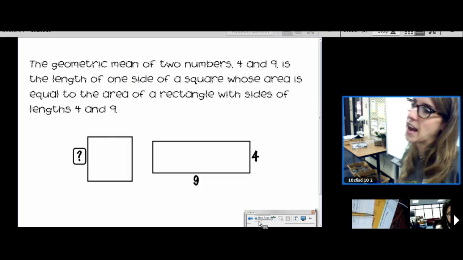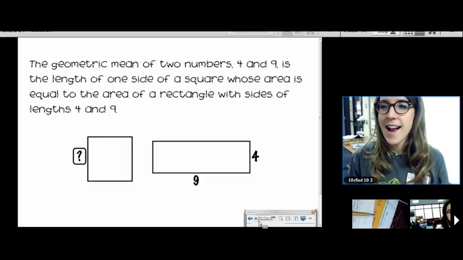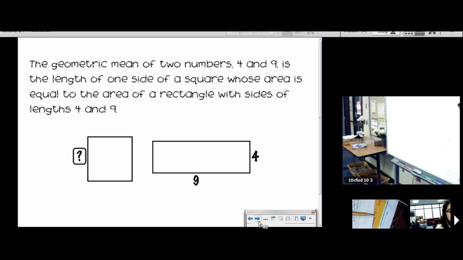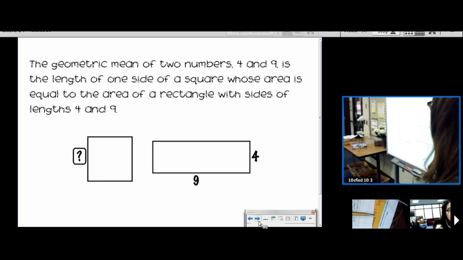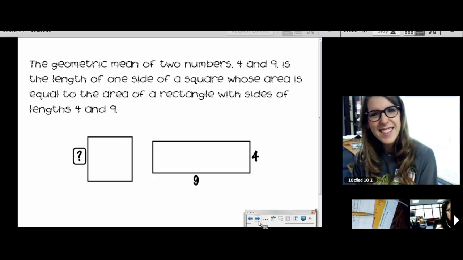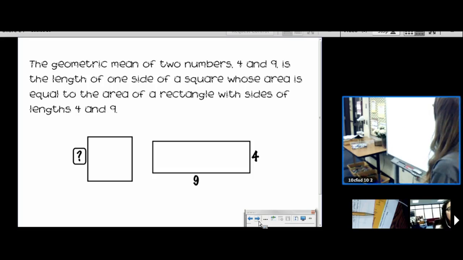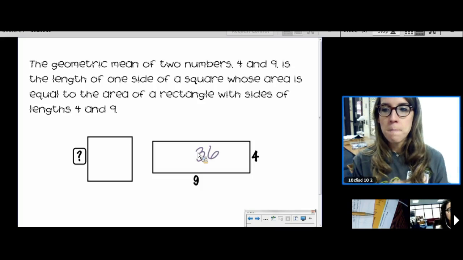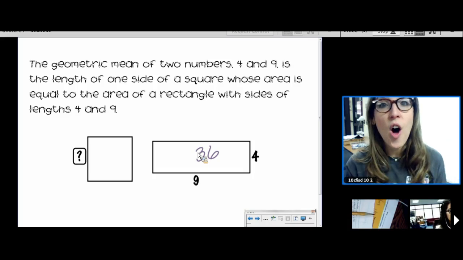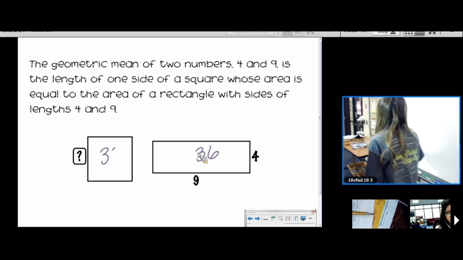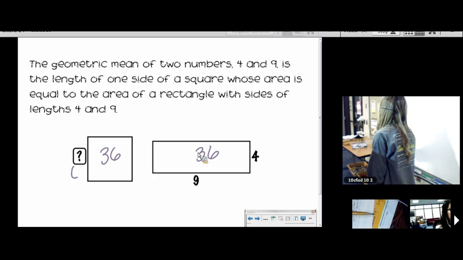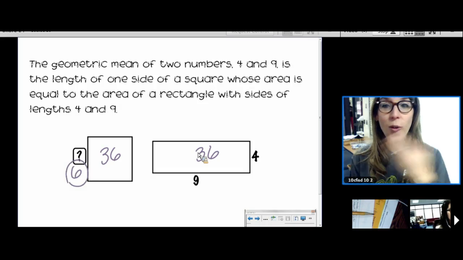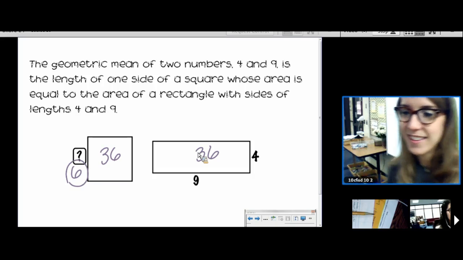Alrighty. Here's just another FYI. We're not going to use this in this unit. I just kind of like you to know the background of things. The geometric mean of 2 numbers, like 4 and 9, is the length of one side of a square whose area is equal to the area of a rectangle with sides of lengths 4 and 9. Do you kind of understand what that's saying? So, what's the area of the rectangle? 9 times 4, length times width, 36. What square out there in the world would have side lengths to where that would make its area also 36? These areas need to match, and then the side length would be 6. So 6 is the geometric mean of 4 and 9. That's kind of cool. I think it's cool.